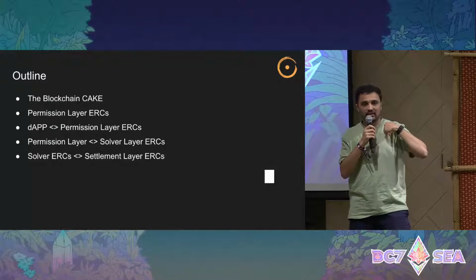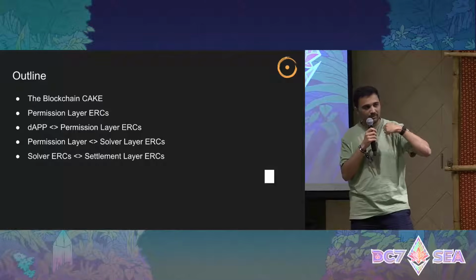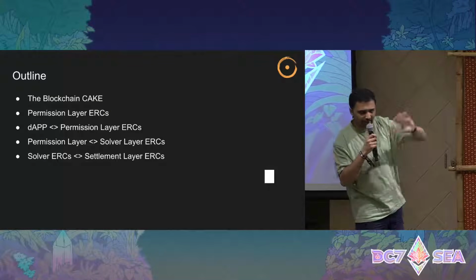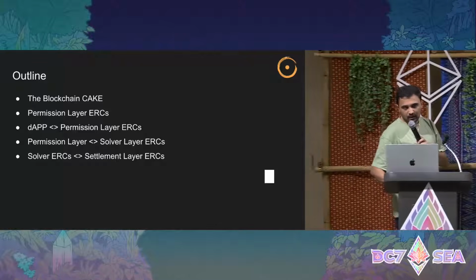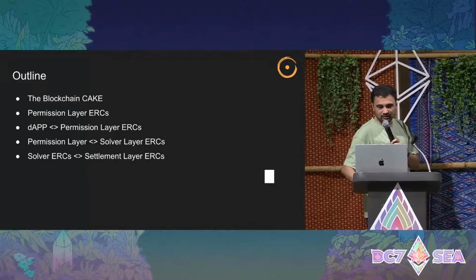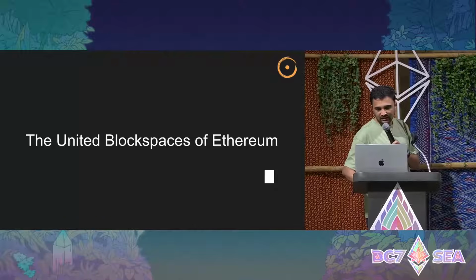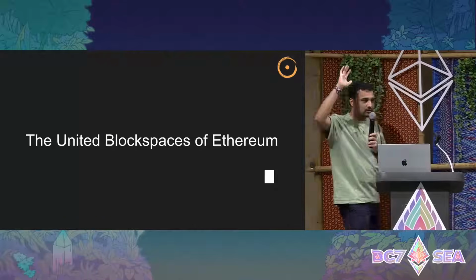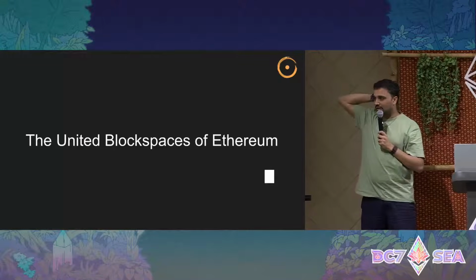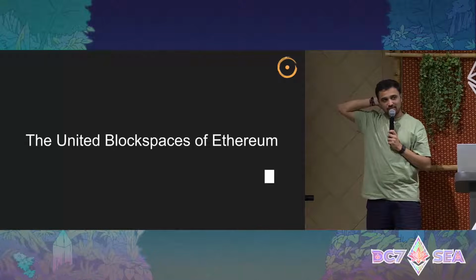And then what are the ERCs that you need to communicate between the solver layer and the settlement layer? We'll get deeper into what each of these terms mean, but this is just the broader context. The first section is just about explaining the grand vision of what we are trying to do. This is something that I call the united block spaces of Ethereum.